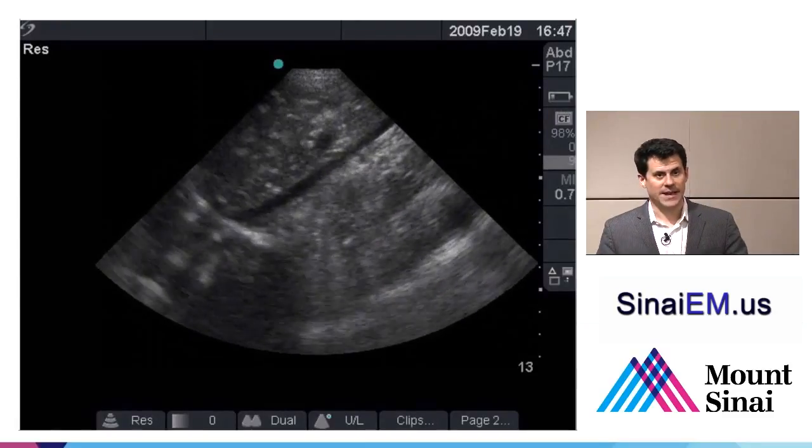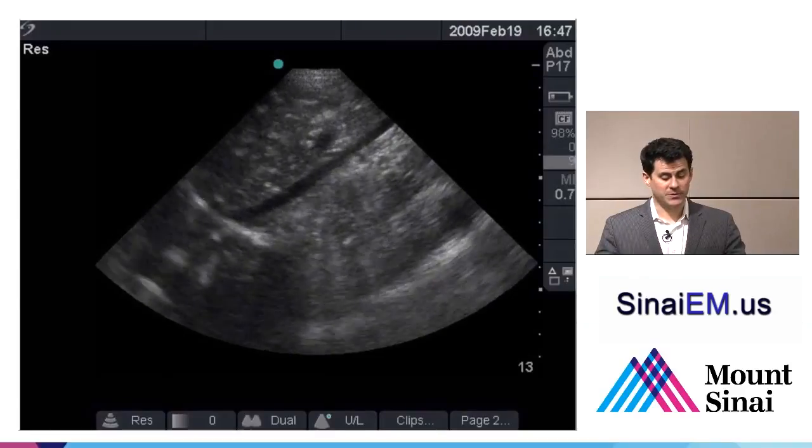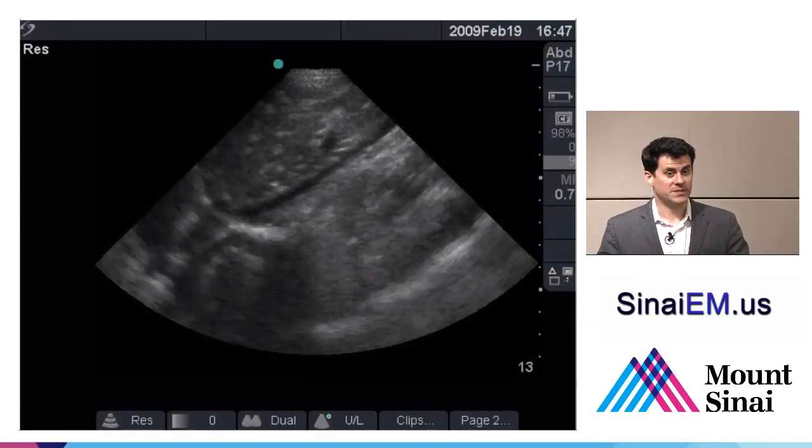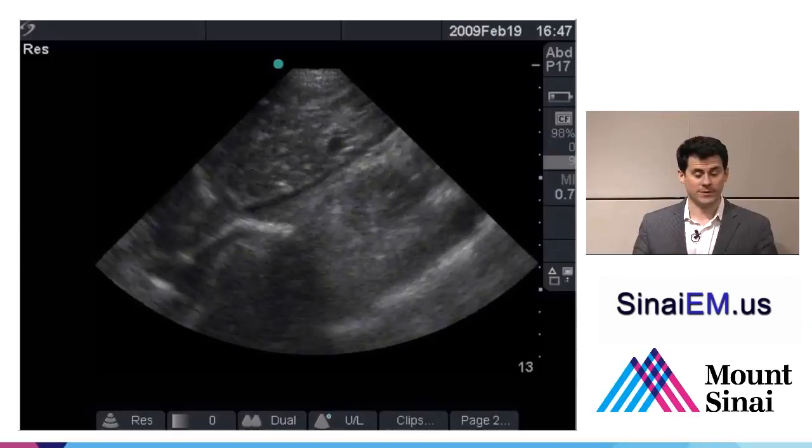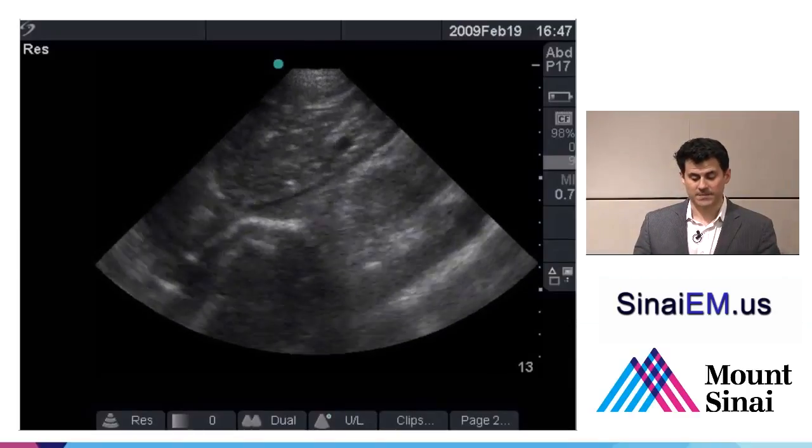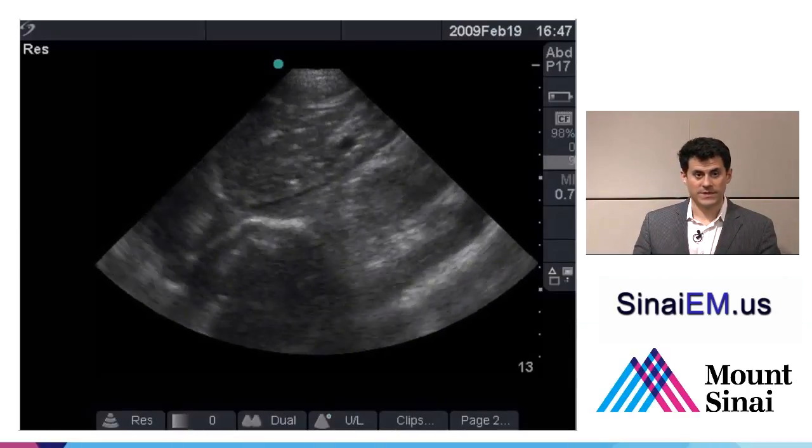In contrast, here we see a narrow IVC, less than 2.1 centimeters, and with just normal respirations, the IVC is collapsing down to the point of almost being obliterated. So this patient needs volume.